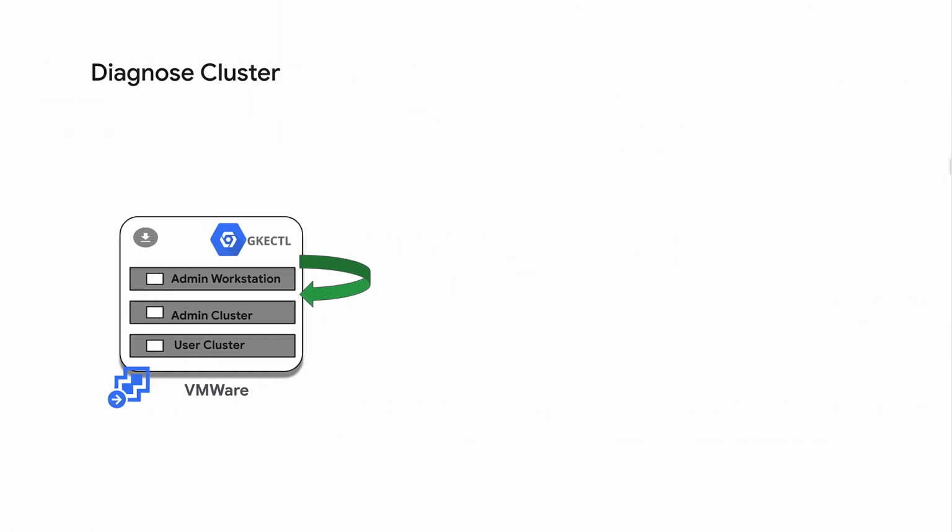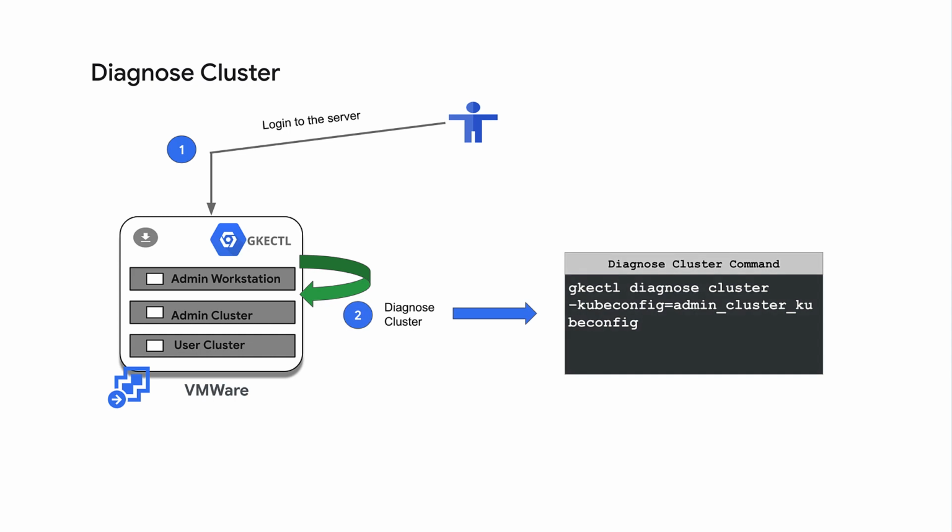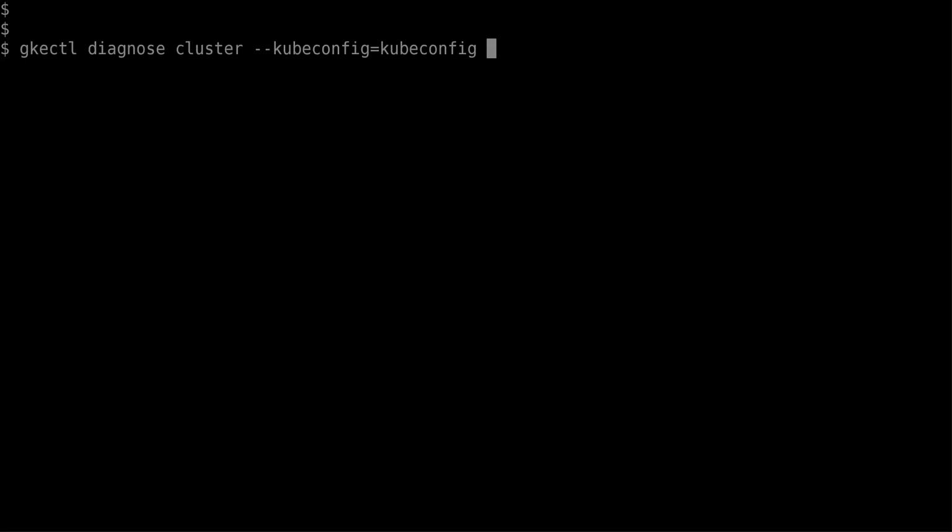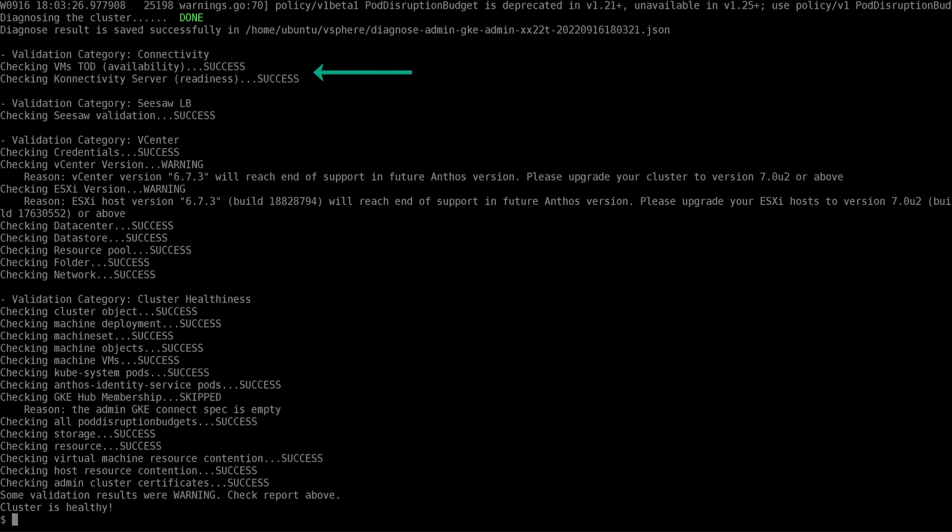Alright, now let's learn how to use gkectl on VMware to diagnose the issues with our admin cluster. First, log into the admin workstation of your cluster running on VMware. Then execute the displayed command. This command performs connectivity tests between control plane components and cluster, cluster health checks, and infrastructure health checks. It provides the results for each of these tests and finally displays the overall health of the cluster.